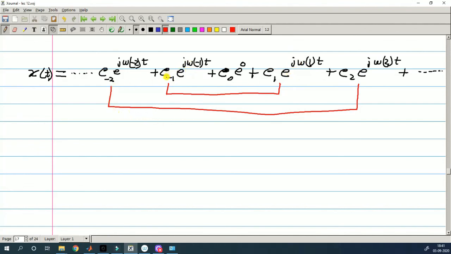And you can determine the value of these coefficients C0, C minus 1, minus 2, plus 1, plus 2 with this formula. Cn is equal to the integration of x(t) e to the power minus j omega n t dt, integrated over a complete cycle, any complete cycle, whole divided by the time period.